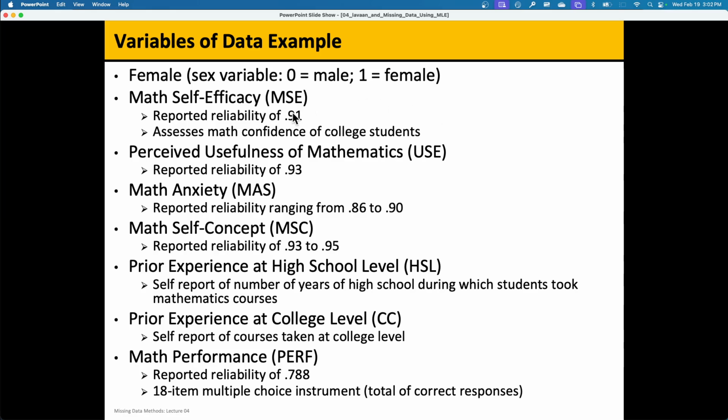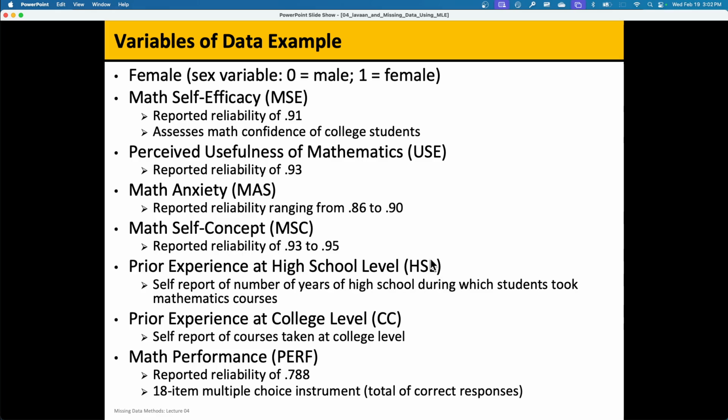They collected math self-efficacy, a scale on how well you feel that you can do math. Perceived usefulness of mathematics, we're going to actually model that as an outcome today. Another scale. Math anxiety, another scale. Math self-concept. I don't know how that scale works, but that's in the data. I don't know what your math self-concept would be and how that's different than self-efficacy, but that's not for me to decide. I just do the numbers, man.